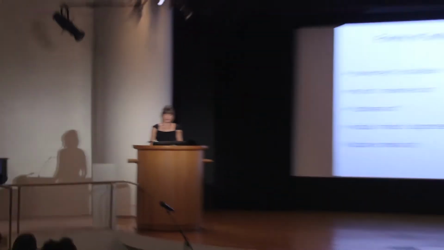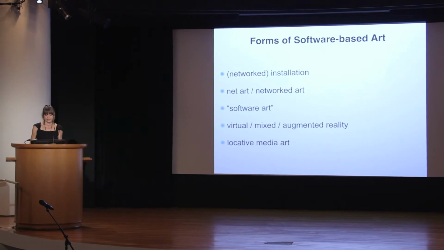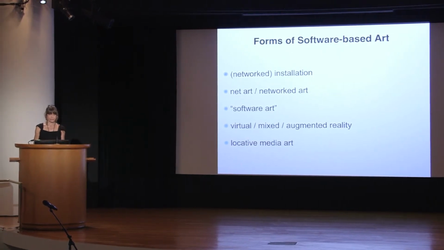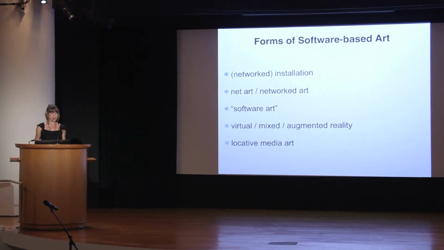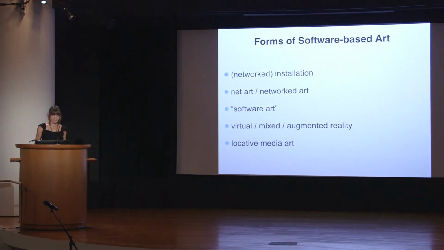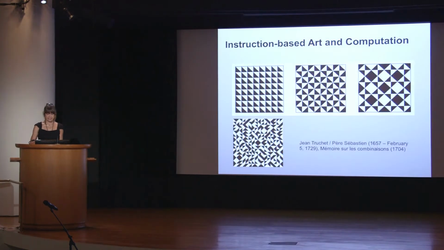So when we're talking about software-based art, this can intersect with various forms or be the basis of such, ranging from networked installation, net art, software art, which is understood as art coded, hand-coded very often by the artist, virtual, mixed and augmented reality, or locative media art that uses the real world as a canvas for the creation of an artwork. And in the following, I will focus mostly on software art and net art to talk about various instances and bring up both curatorial and preservation challenges as they intersect.